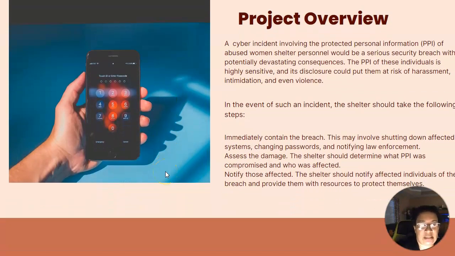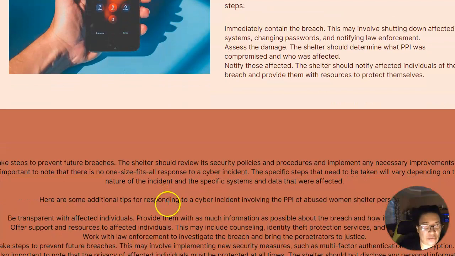A cyber incident involving the protected personal information of abused women's shelter personnel would be a serious security breach with potentially devastating consequences. The PPI of these individuals is highly sensitive, and its disclosure could put them at risk of harassment, intimidation, and violence. In the event of an incident, the shelter should take the following steps: immediately contain the breach, assess the damage, and notify those affected.